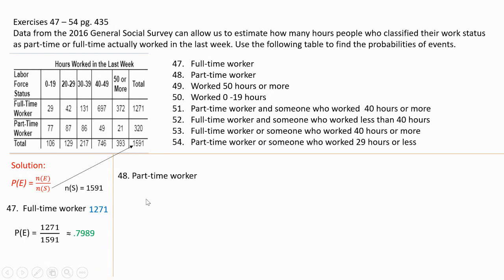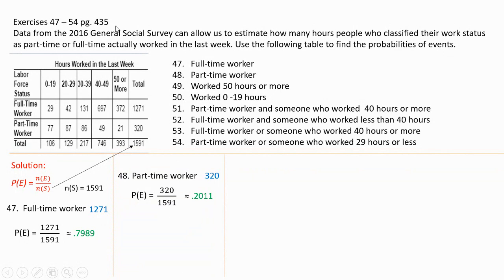Now let's do 48. Part-time worker. So part-time workers, we go here to part-time workers, so it's going to be 320. That's why it's 320. So it'll be 320 over 1591. Approximately will be 0.2011.